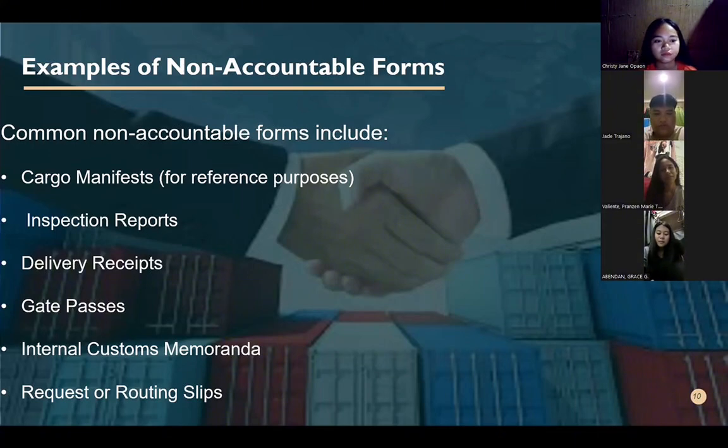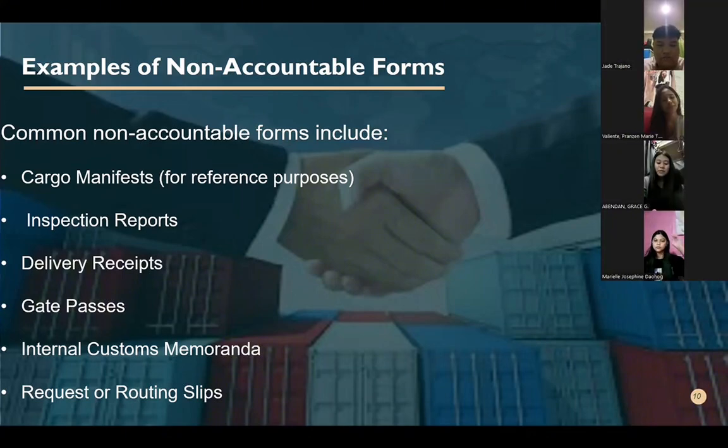Internal customs memoranda. It's an internal notice or memo used inside the customs office. Lastly is the request or routing slips. It's a form used for requests or forwarding documents.